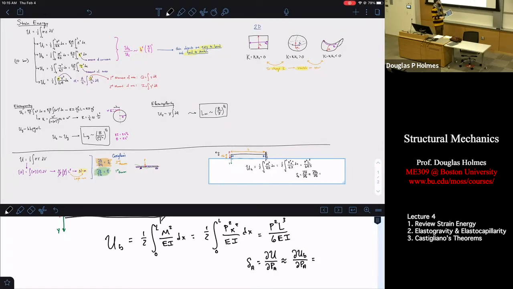Now this is pretty easy to do. You have a derivative of this thing with respect to p. It's p squared, so you're going to get a 2 on top here. This is going to be 2/6, so 1/3. And so the deflection of your beam is going to be pL cubed over 3EI.